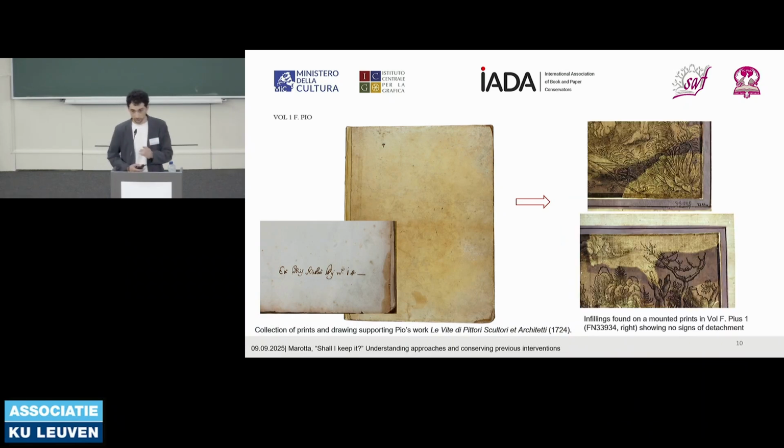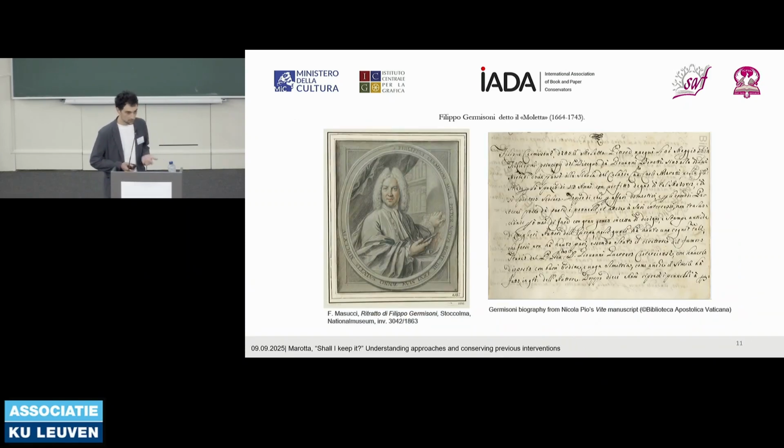We could also find in the same volume, on other prints that were never detached from the volume, similar interventions. Therefore we could hypothesize that the hand was the same and likely was the person of Filippo Germisoni, the curator of the Nicola Pio collection, and the person practically putting these prints together in the volume.